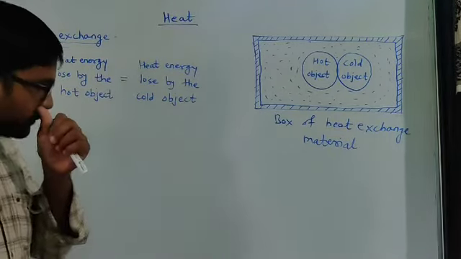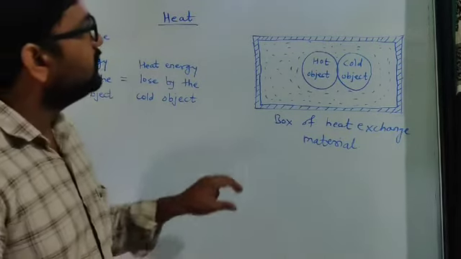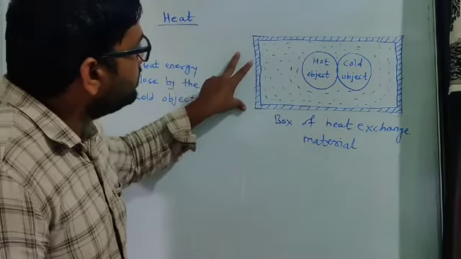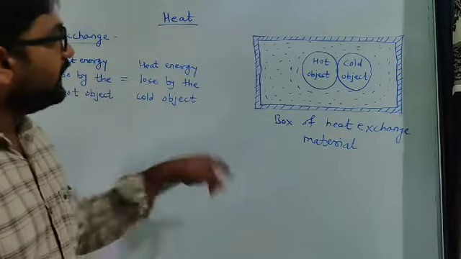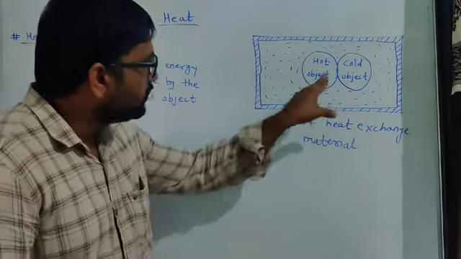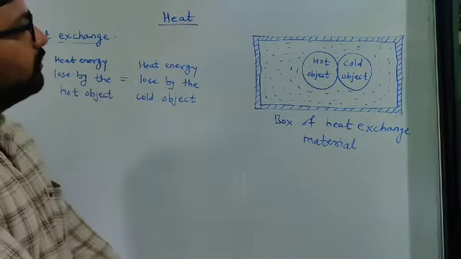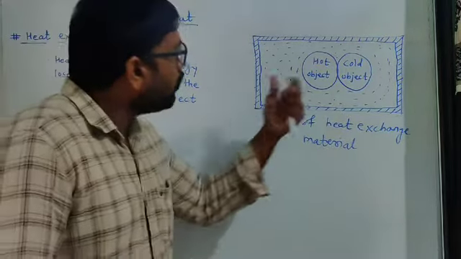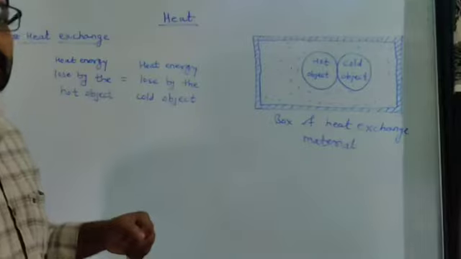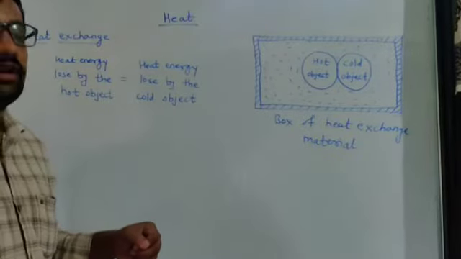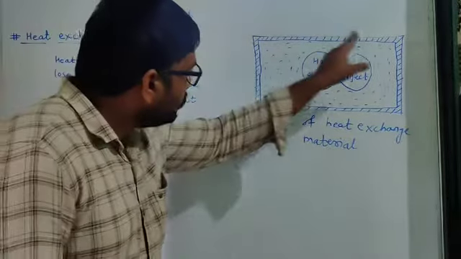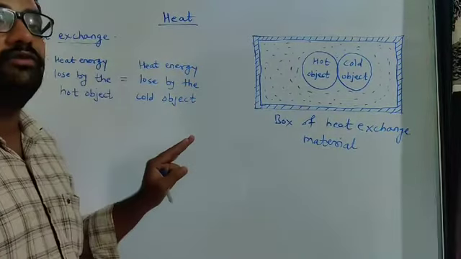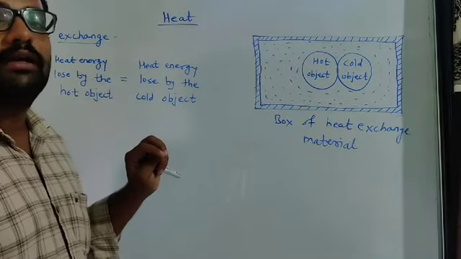For that we have to consider one isolated system. In that system we consider two bodies, one is a hot object and one is a cold object. This hot object and cold object are in contact with each other, but their surrounding environment is isolated from the other environment.